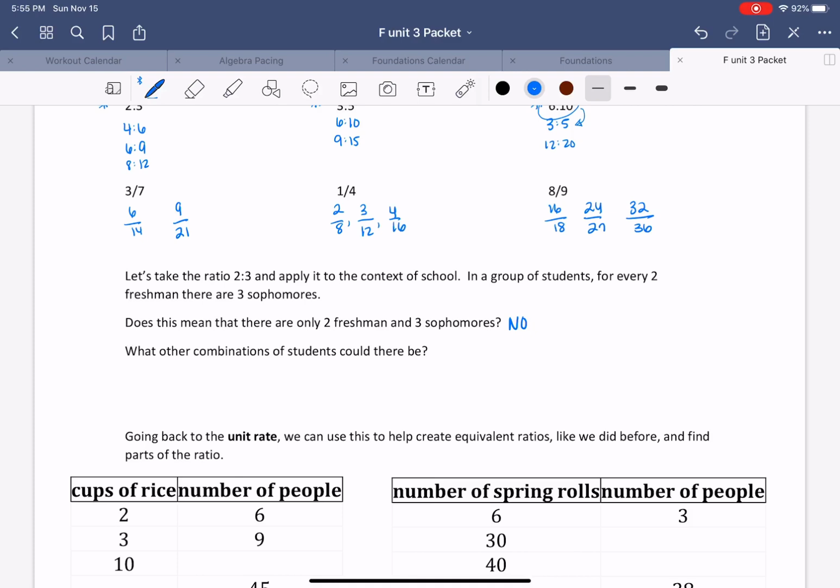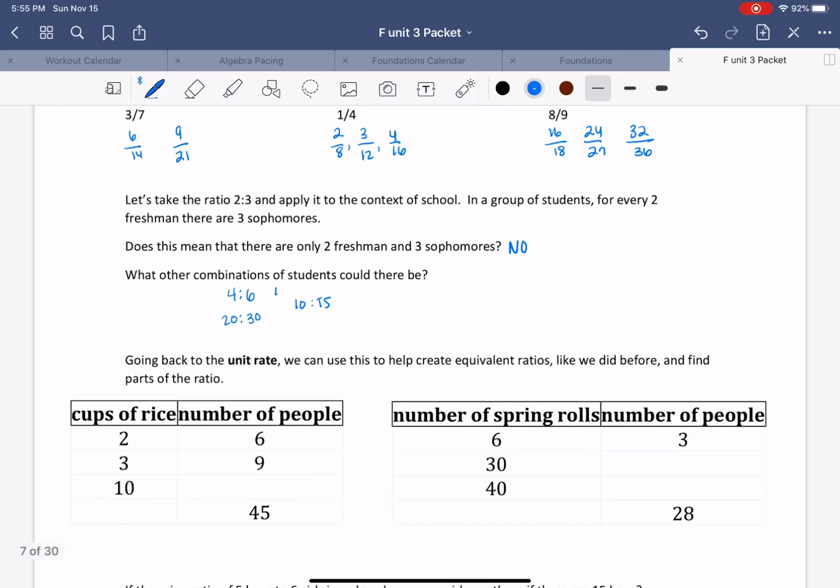So if I multiply both by 2, I could have 4 freshmen to 6 sophomores. If I multiply both by 10, I could have 20 freshmen to 30 sophomores. If I multiplied both by 5, I could have 10 freshmen to 15 sophomores, so on and so forth.